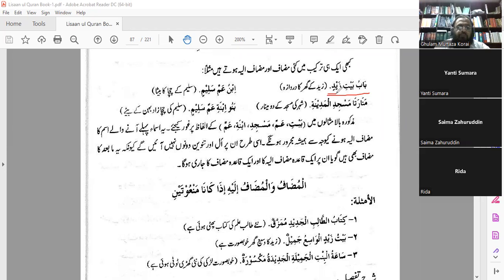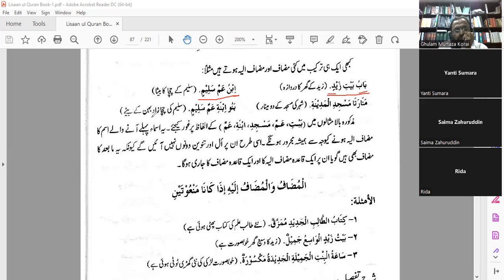So that's why we can say there are two muzaf and two muzaf ilayh in the sentence. Because Babu is muzaf and Baiti is muzaf ilayh for Bab. Then Baiti itself is muzaf for Zaidin, that is muzaf ilayh. Okay. Yes, now come to this sentence. Ibnu Amme Salimin. Who is going to explain this? I'll do it. Yes, go ahead.